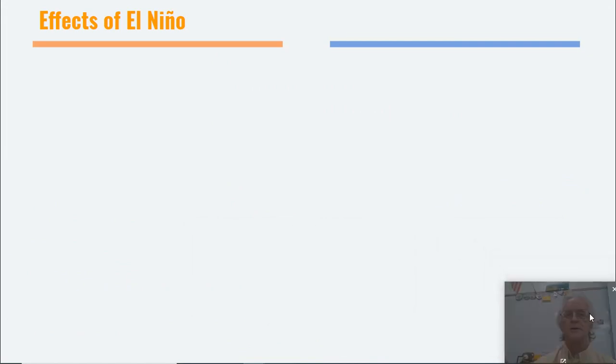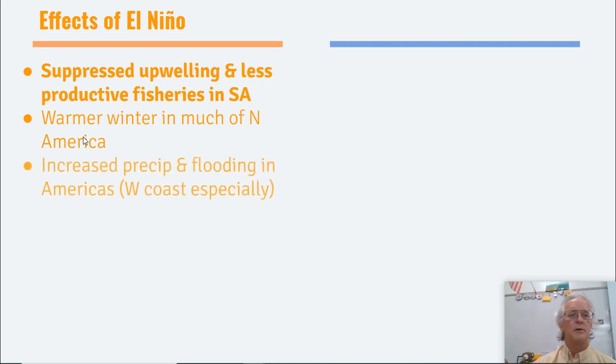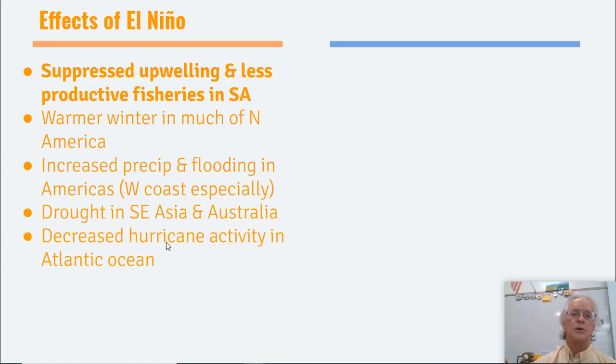The effects of El Nino: suppressed upwelling and less productive fisheries in South America. Warmer winters in much of North America. Increased precipitation and flooding in the Americas, especially the West Coast. There's drought in Southeast Asia and Australia, decreased hurricane activity in the Atlantic, and weakened monsoon activity in India and Southeast Asia.